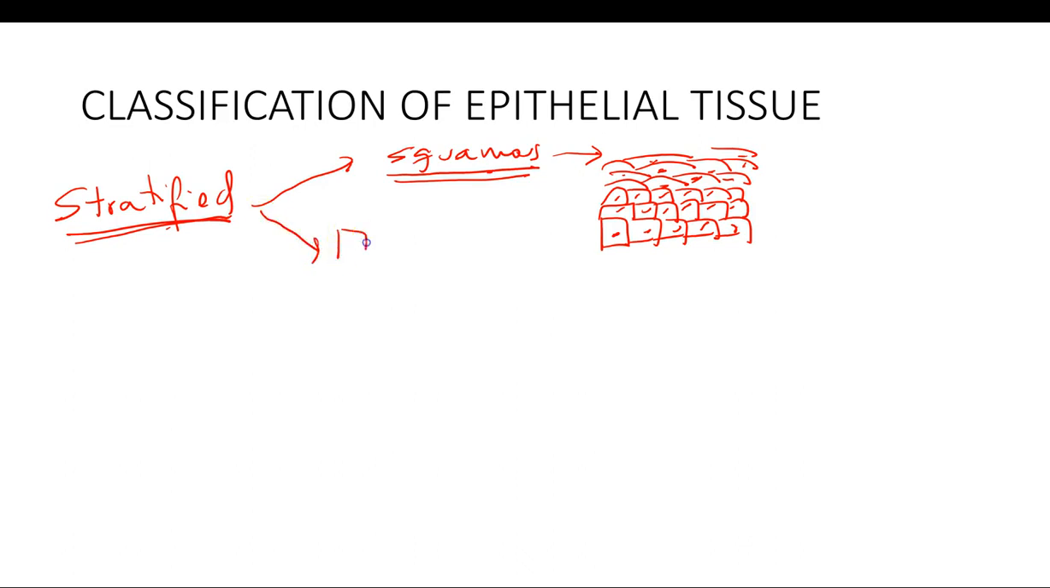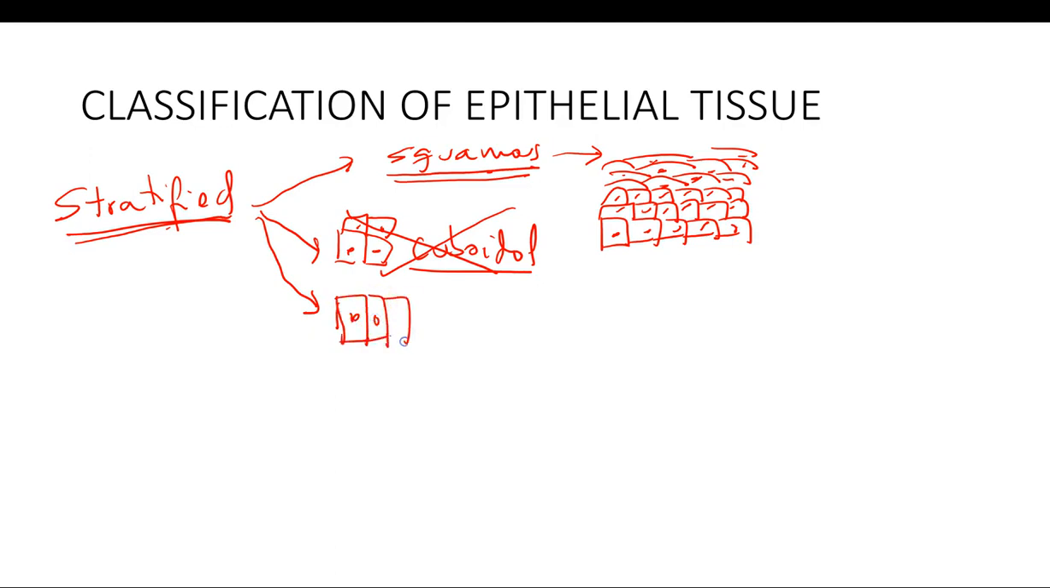The cells could be square, so we could have more than one layer of square cells, and then we will call that a stratified cuboidal epithelium. However, we're not going to look at a stratified cuboidal, so you don't have to worry about that type of stratified epithelial tissue. The cells could also be columnar and in more than one layer, in which case they will be stratified columnar. Again, we're not going to look at a stratified columnar tissue.